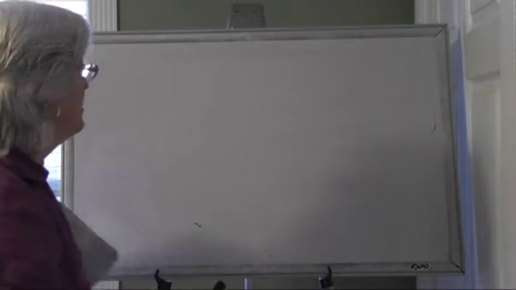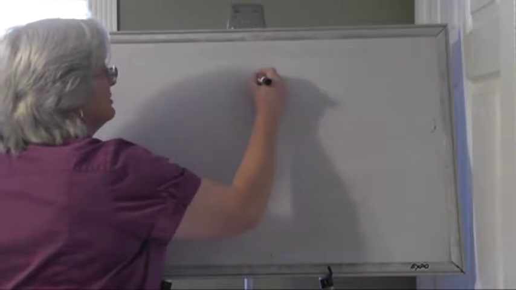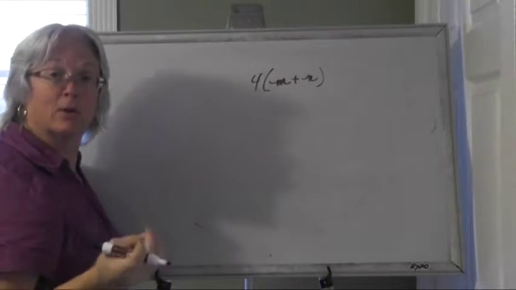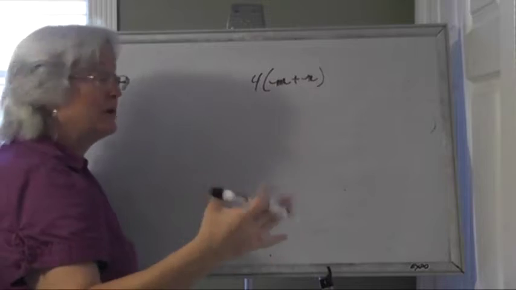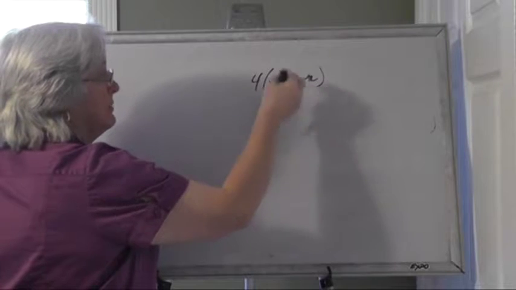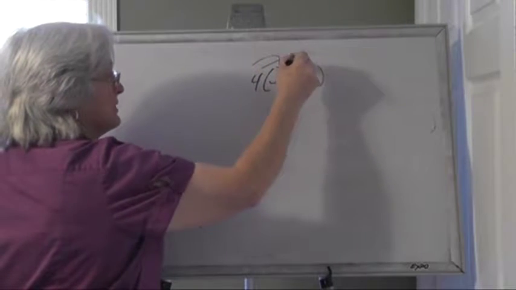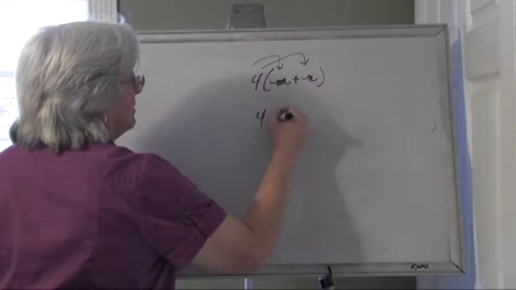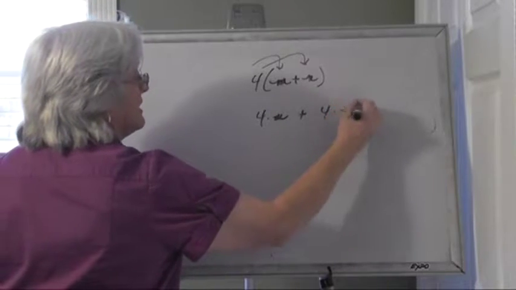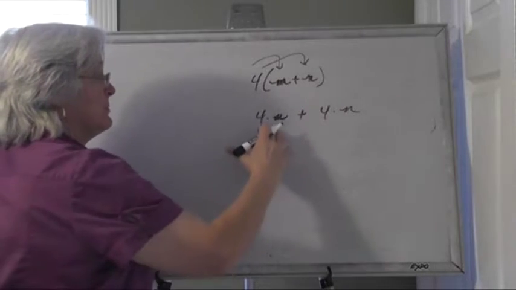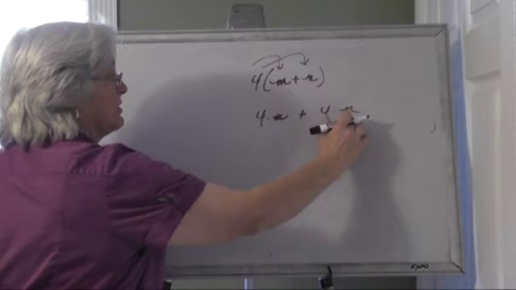So what we have says write an equivalent expression for 4 times the quantity m plus n. Once again, use an equivalent expression. Does it look identical? No, but it means the same thing. What does our distributive property say? It says when you're multiplying a sum, you can break it apart individually, just like you're grouping together your coins. So this is 4 times m plus 4 times n.